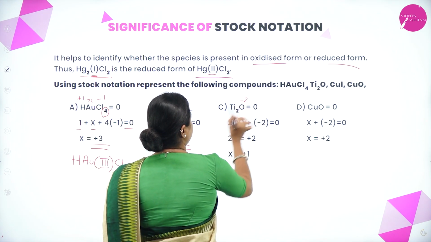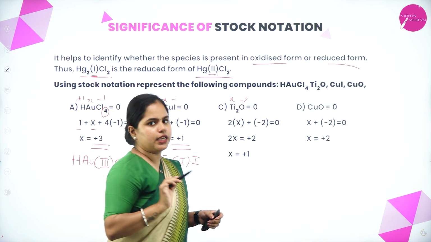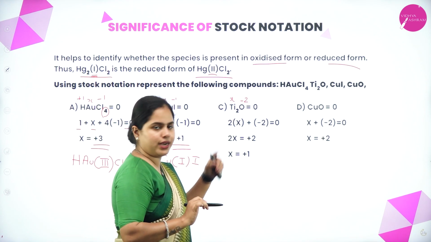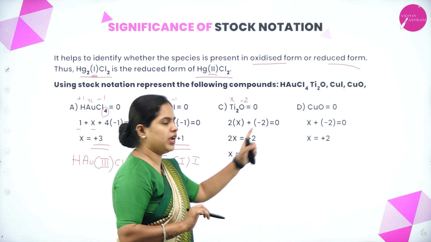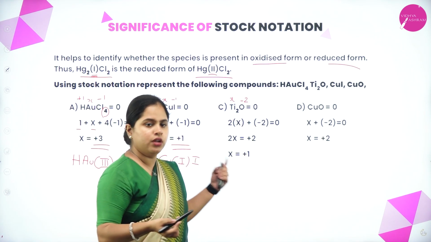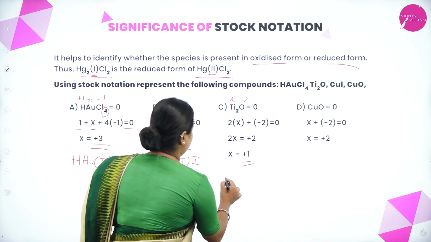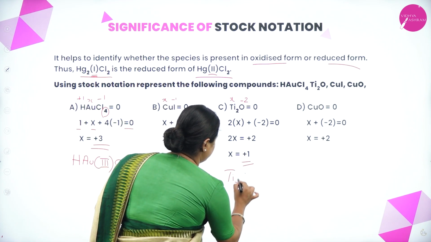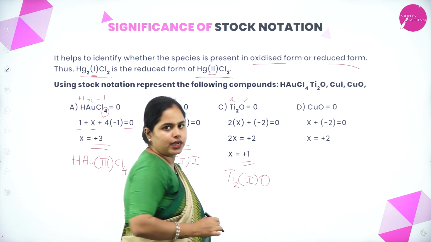Now moving on to the next one. Again, oxygen is -2. Titanium, we keep it as X. So 2 into X, 2 atoms are there, right? So 2X plus -2 is equal to 0. 2X will be equal to 2. X will be again +1, right? So how do we mention this? Ti(I) oxide, right? Clear? Right.